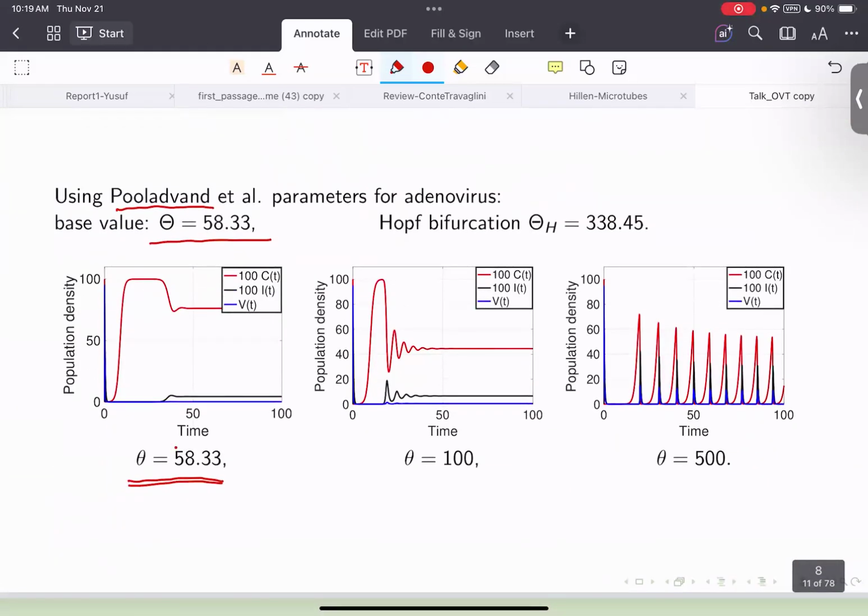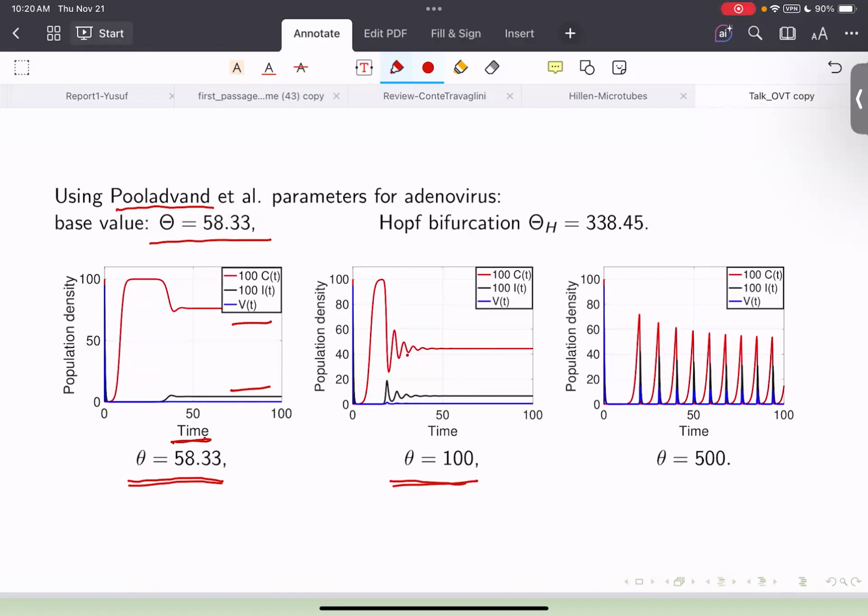And now, if you plot this as functions of time, you see some initial going up and down, but then everybody settles on a steady state. So C is red, cancer cells in red, infected cancer cells in black, and virus particles in blue. And the virus is essentially close to zero. So cancer persists.